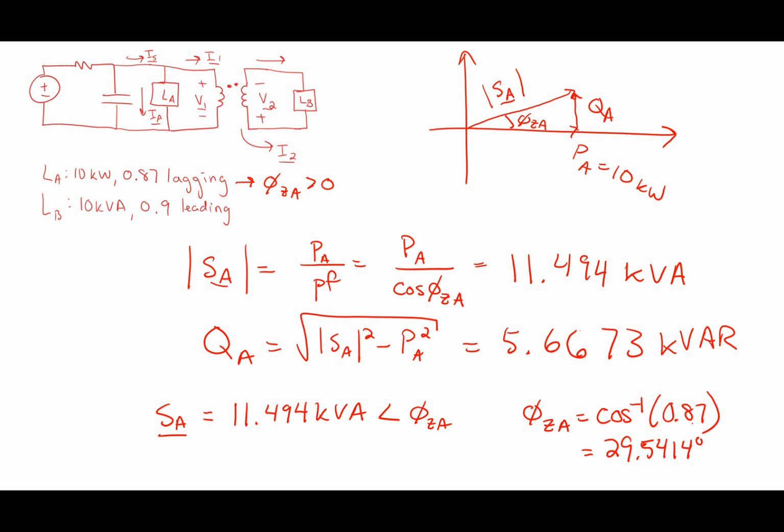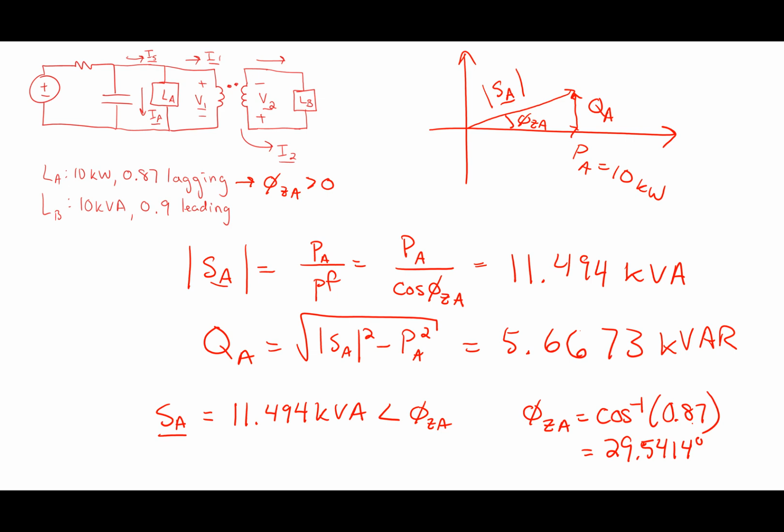It's an inductive load in the first quadrant, right? So remember, the cosine of 29.5414 is the same as the cosine of negative 29.5414. All right, so we gotta be careful about that. Questions about that?